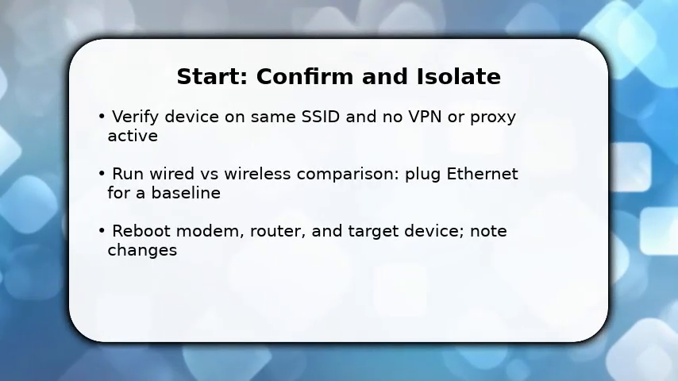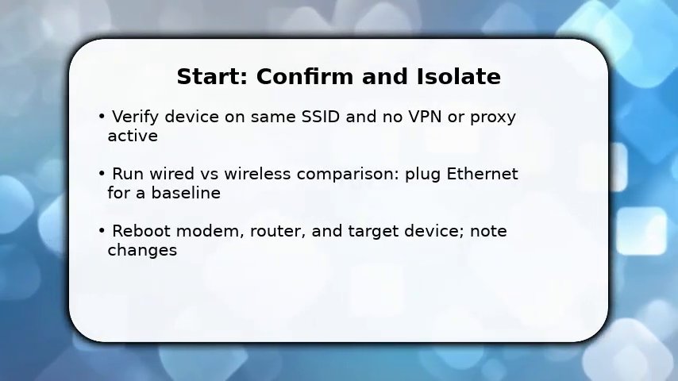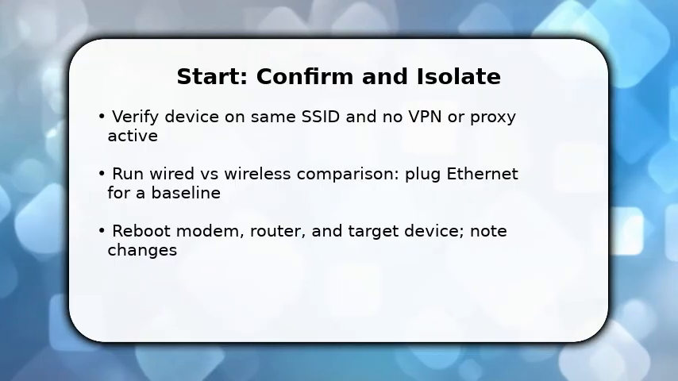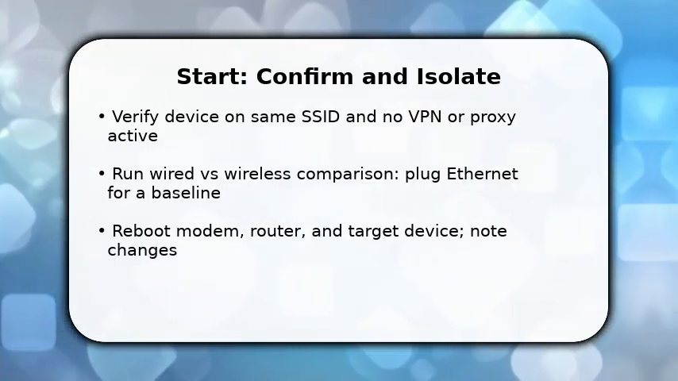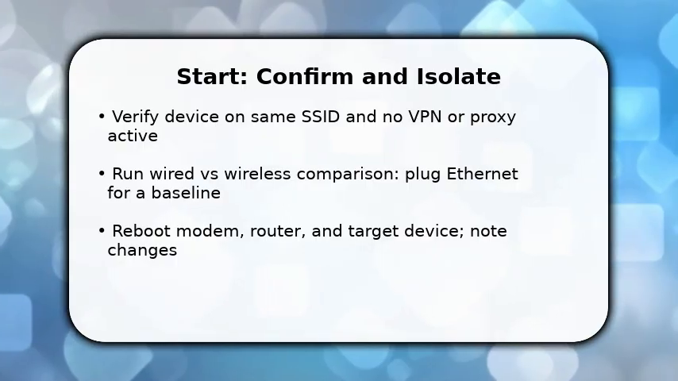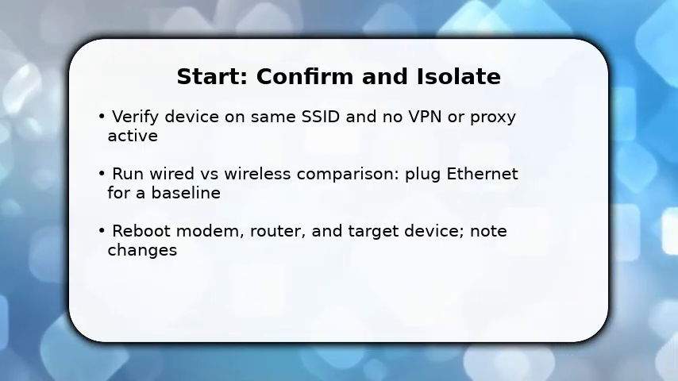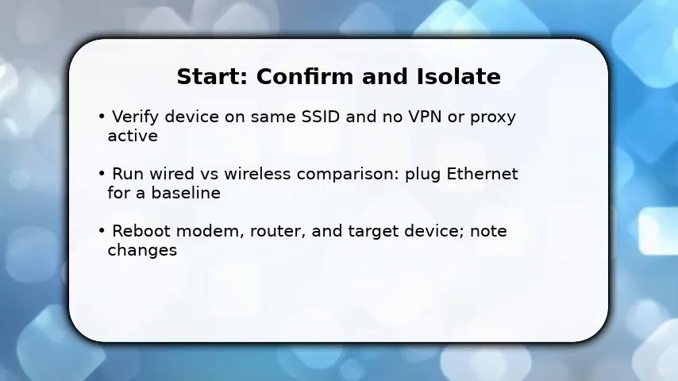You begin by confirming basics that matter. Make sure the device uses the intended SSID and that no VPN or proxy is masking traffic. Once done, plug an Ethernet cable to create a wired baseline. This isolates ISP issues from Wi-Fi problems.